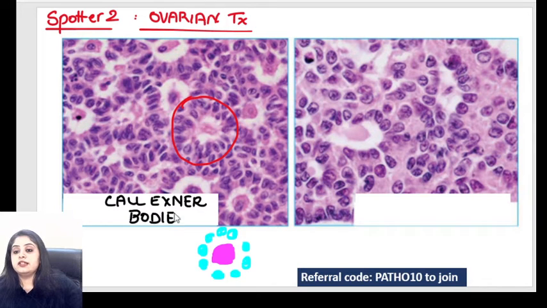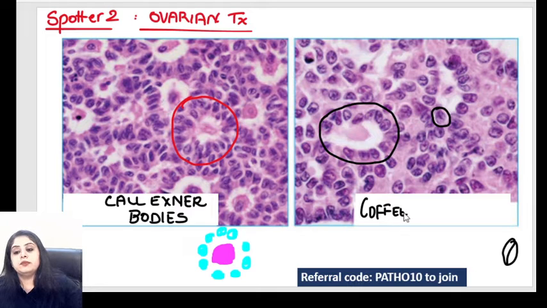Now when I look at the next image, I can see the same collection bodies again. I can see the same round arrangement of tumor cells, and I can see the pinkish material again in the center. But apart from that, I also see that some of the nuclei, look at the one that I've encircled, have a line inside them, something like this. And what is this appearance known as? This appearance is known as the coffee bean appearance.